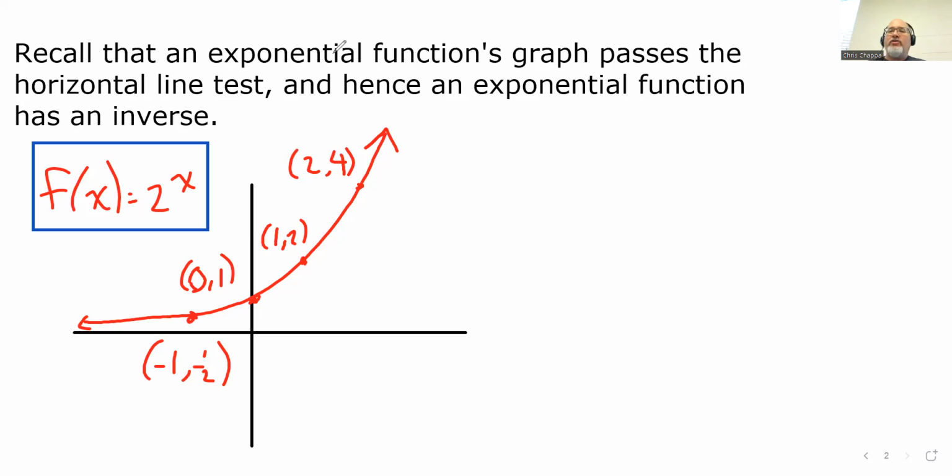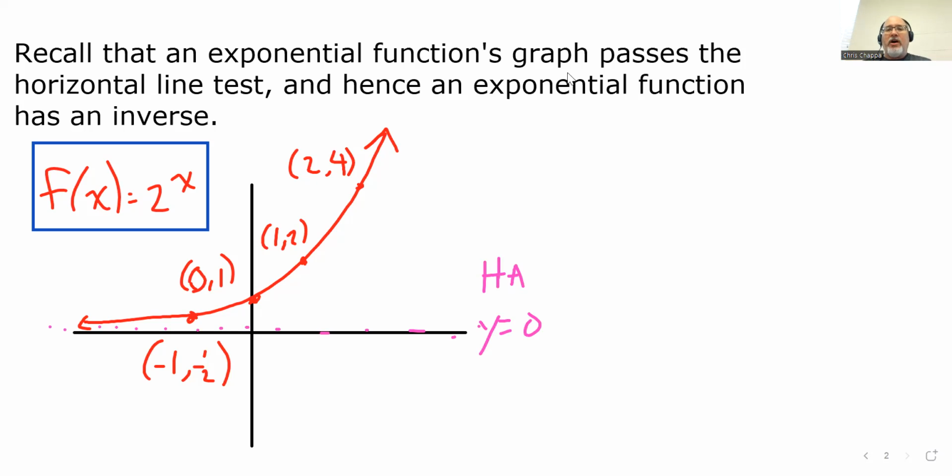I also want to remind you that this graph on the right goes up forever. It's end behavior: the right hand rises, but on the left, it settles down to an asymptote. In fact, this graph has an asymptote at y equals 0. It has a horizontal asymptote at y equals 0. It's only on the left half, so it's just a half asymptote. That's a joke. All right, but this graph also passes the horizontal line test.